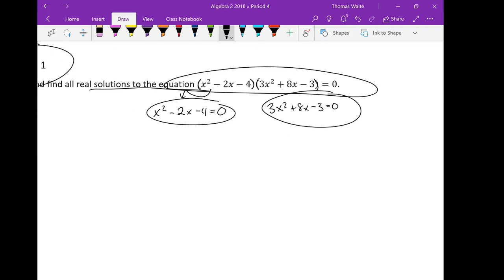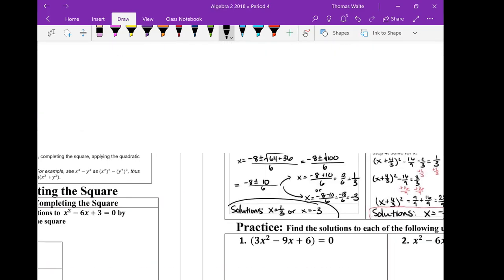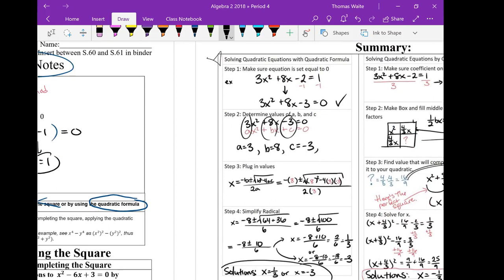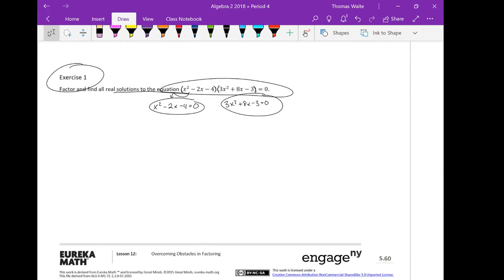So what I'd like you to do right now is go back to the example we walked through, and in your notes there's a summary of how to do this too. This is kind of like an overview of another example worked out. It's called Solving Quadratic Equations on the back side of your handout with quadratic formula. Make sure it's equal to 0 as a first step, figure out what the values A, B, and C are, plug them in, and simplify. So using this and the notes you just took on the front side of your handout, I'd like you to try out these two quadratics, finding their solutions using the quadratic formula.